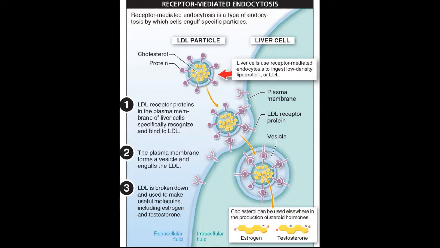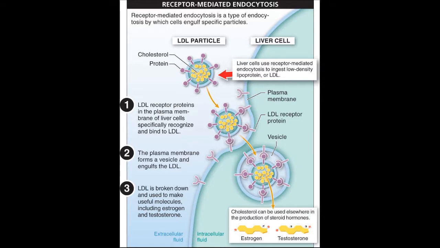Each molecule of LDL is a cholesterol globule coated by phospholipids. Proteins embedded within the LDL's phospholipid coat are recognized by receptor proteins built into the plasma membranes of liver cells. Once bound to the receptors, the LDL molecule is consumed by the cell by endocytosis. Once inside the cell, the cholesterol is broken down and used to make a variety of other useful molecules, such as the hormones estrogen and testosterone.